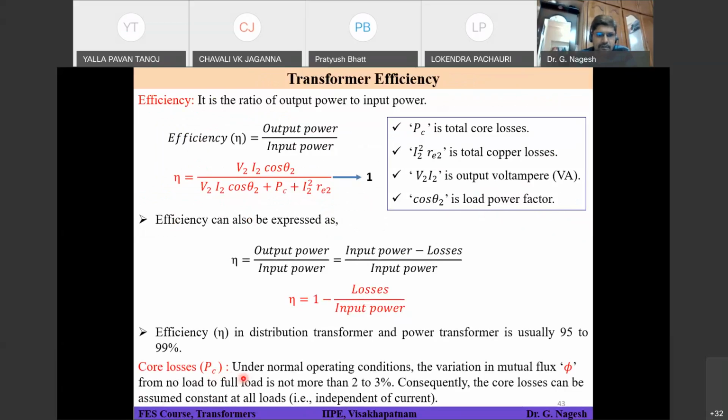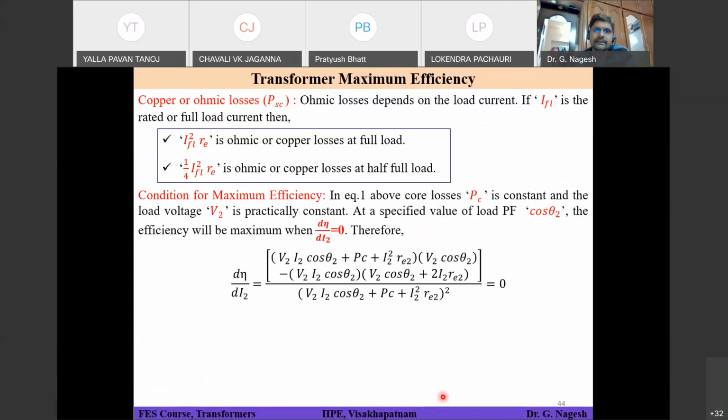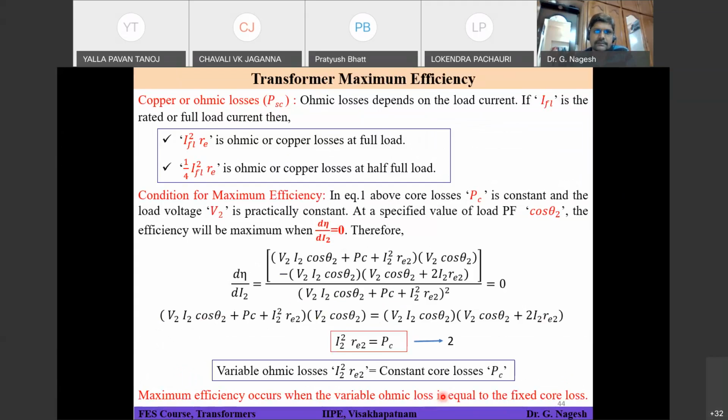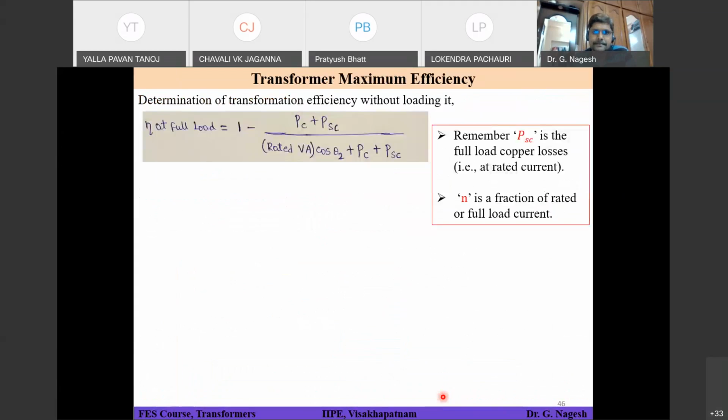Right. Core losses under normal operating condition, the variation in the mutual flux phi from no load to full load, that means no load to full load current, is only 2 to 3%. Consequently, the core losses can be assumed constant at all loads, that is independent of current. This statement is already told to you. So now, do core losses depend on current or not? It will not depend, na? So core losses are going to remain constant.